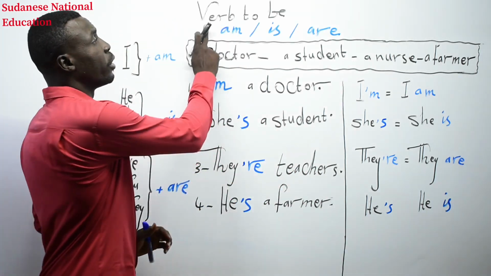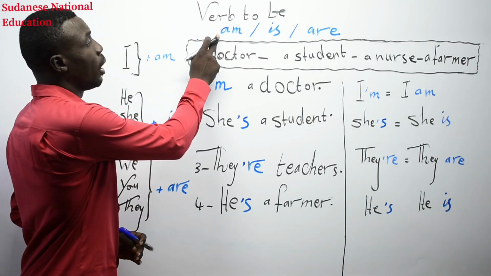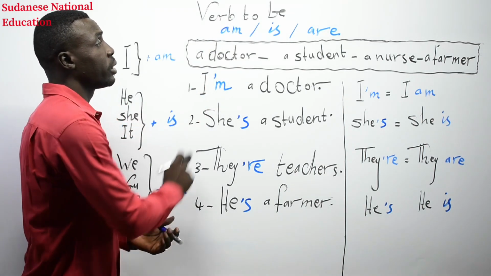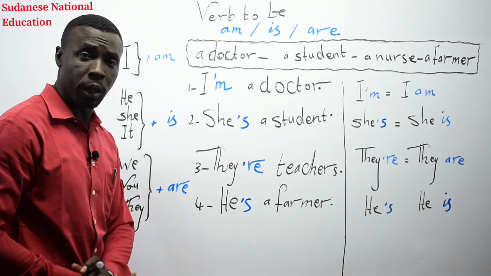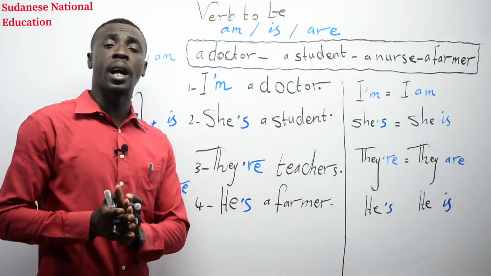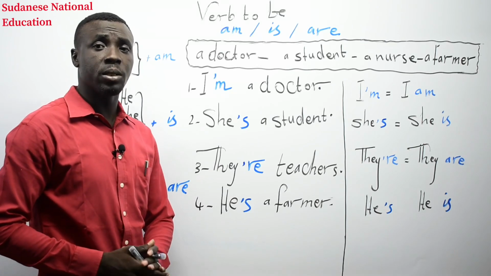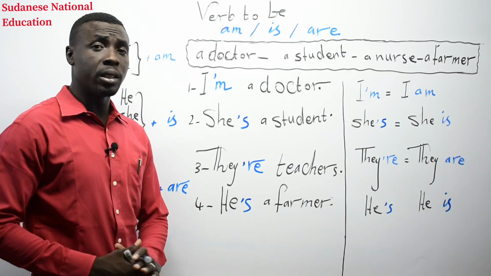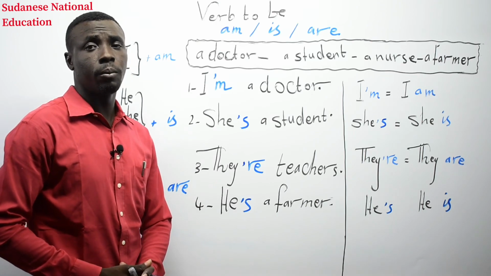So, verb to be. By verb to be we mean am, is, and are. Sometimes they act in a sentence as helping verbs, but sometimes they act as full verbs or main verbs. In our lesson today, we are going to see them as main verbs in a sentence.